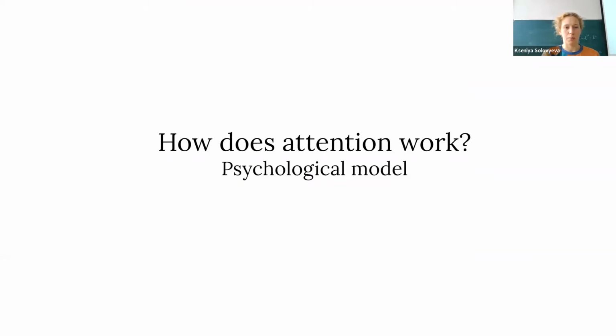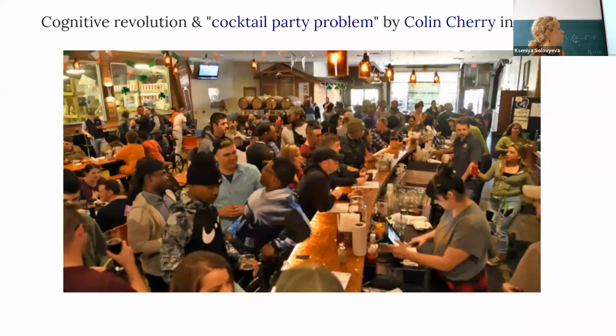And now let's talk about how attention works. As I said, first philosophers worked with attention, then psychologists, so let's turn to psychological models. In 1953, we had a kind of cognitive revolution when people tried to build many different psychological models, and Colin Cherry described the cocktail party problem. What do you think is the cocktail party problem?